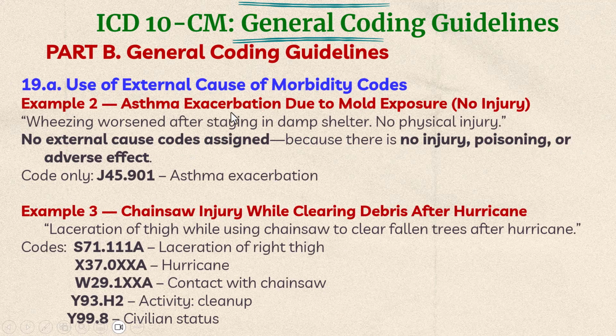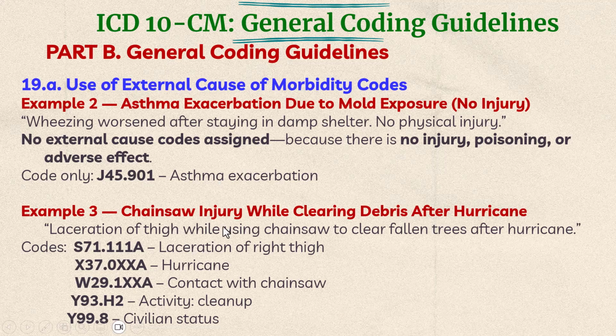Example 2, asthma exacerbation due to mold exposure. So here there's no injury. Let's see a documentation like this: wheezing worsened after staying in a damp shelter, no physical injury. So no external cause codes are assigned because there's no injury, poisoning, or adverse effect. You code only J45.901, that is asthma exacerbation.